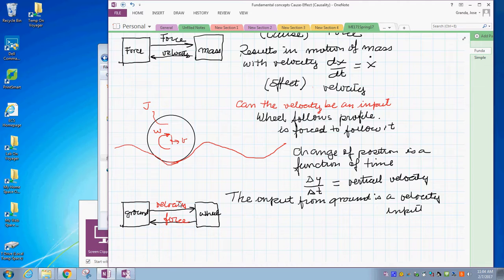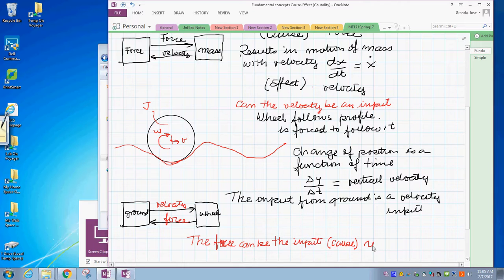So in conclusion, the conclusion I want to reach is that the force can be the input. In this case, this is the cause, and the result results in velocity. This would be the effect. Yeah?